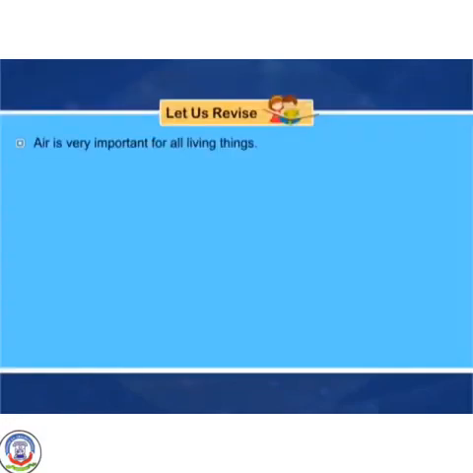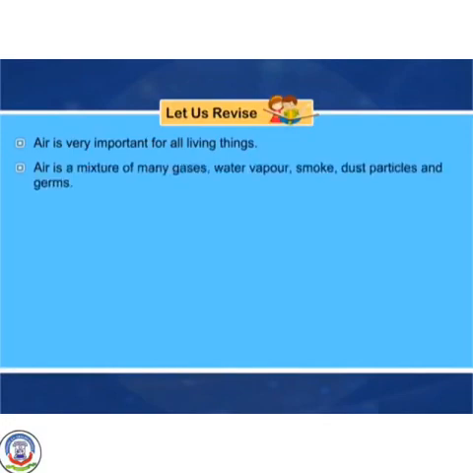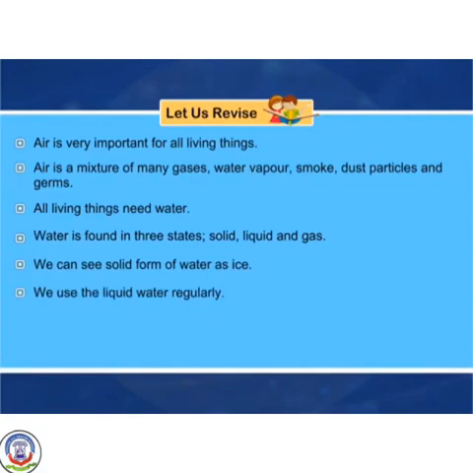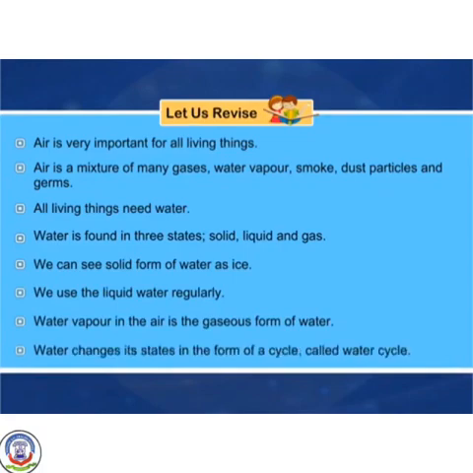Let us revise. Air is very important for all living things. Air is a mixture of many gases, water vapor, smoke, dust particles, and germs. All living things need water. Water is found in 3 states: solid, liquid, and gas. We can see solid form of water as ice. We use the liquid water regularly. Water vapor in the air is the gaseous form of water. Water changes its states in the form of a cycle called the water cycle.